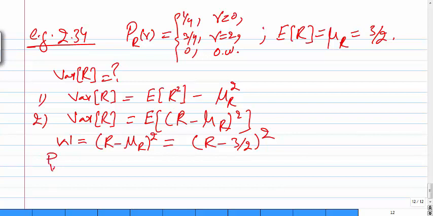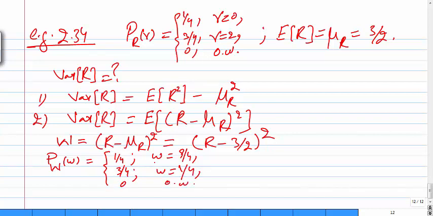So PMF of W is equal to 1 by 4 when W is equal to 9 by 4. Similarly, it becomes 3 by 4 when W is equal to 1 by 4, 0 otherwise.